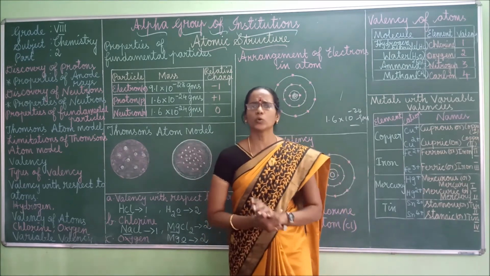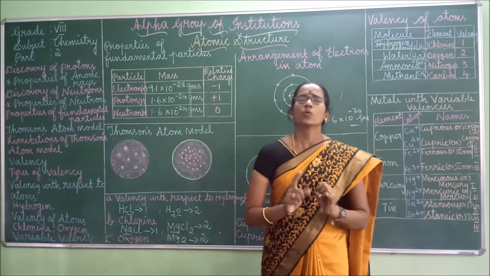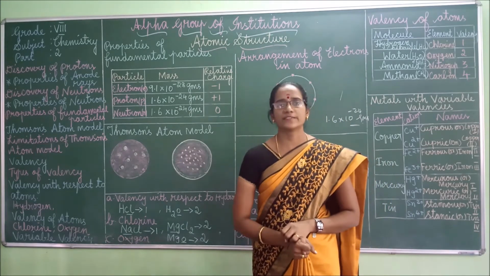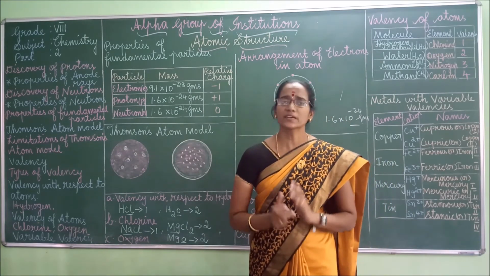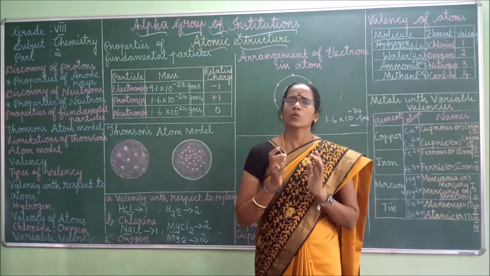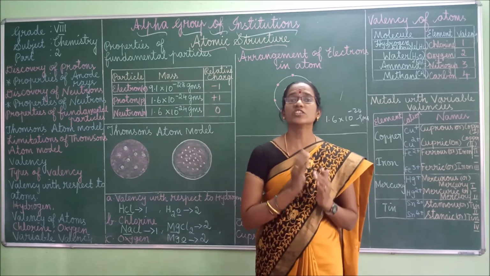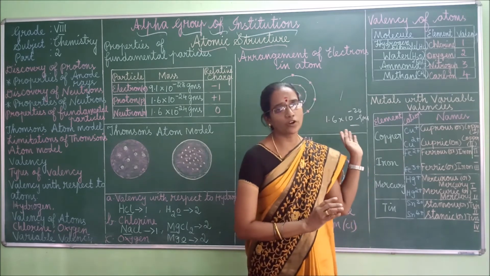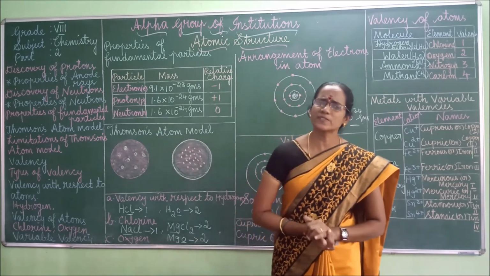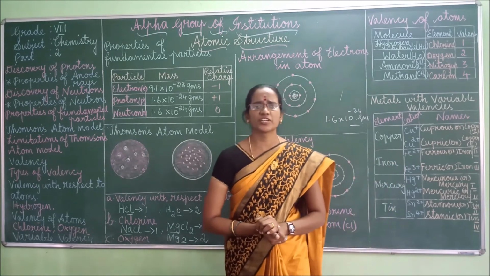Okay. There are two types of valency. One is the positive valency and another one is the negative valency. What is the difference between these two valency? Before that, we should learn about the electronic configuration. So what is meant by electronic configuration?